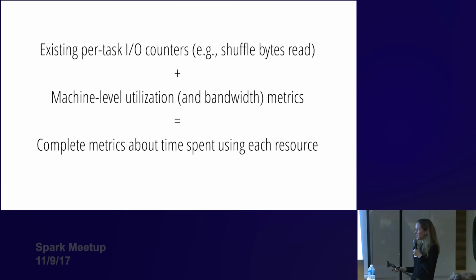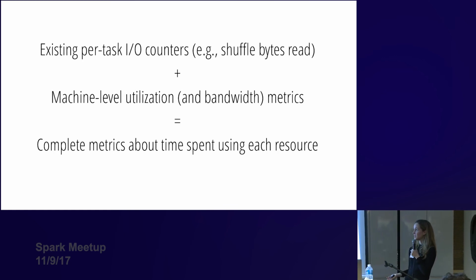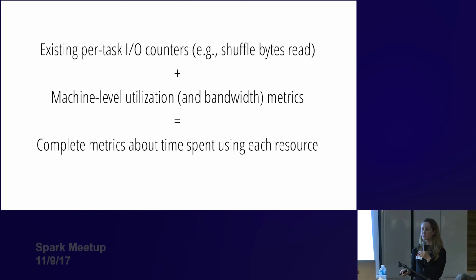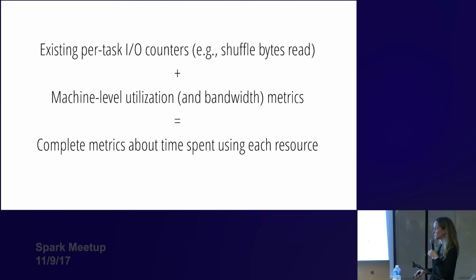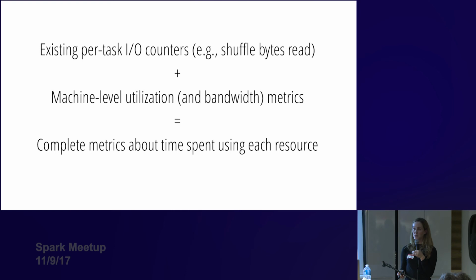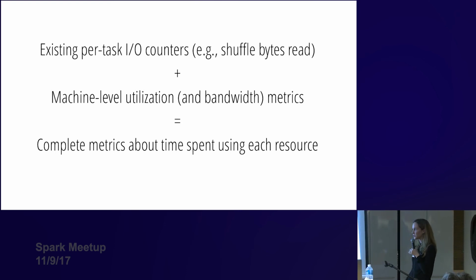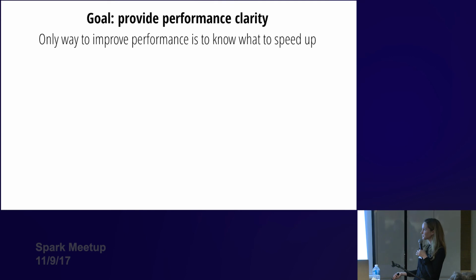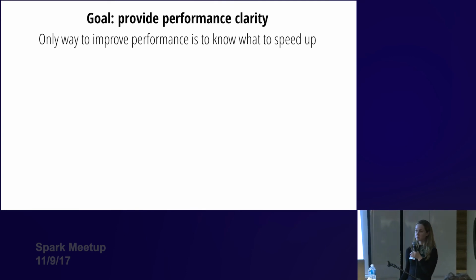So to recap, if you take the existing per task total data counters about how much data was read or how much data was written and combine them with the machine level utilization metrics, you can get near complete metrics about exactly what was going on while a particular task was running. So you can get something very similar to what we could get with monotasks to allow users to do these what if things, like what if I had twice as many disks, how much longer would my job have taken to complete? Or hopefully how much faster would my job have completed? So the goal of this work overall was to provide performance clarity.